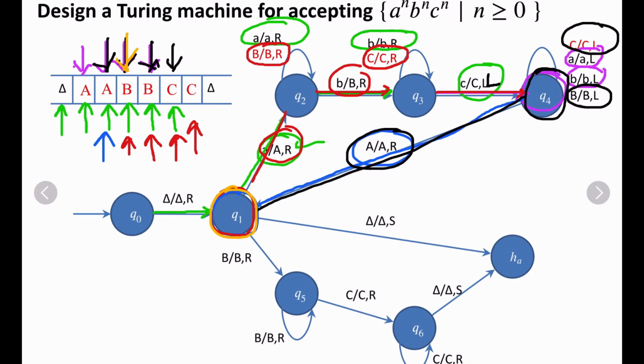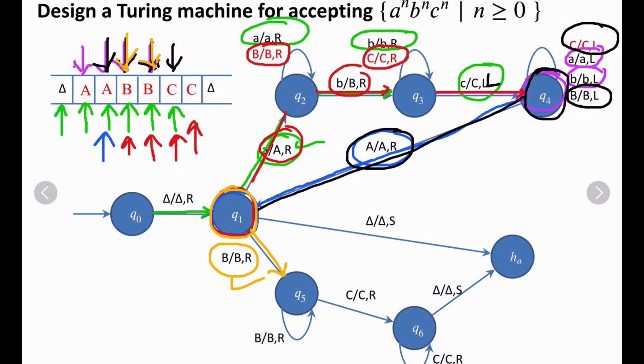Again, what is the input here? Input is B. Change that B by capital B, move one step to the right. Because of this configuration, move one step to the right. Now you have moved to this place.